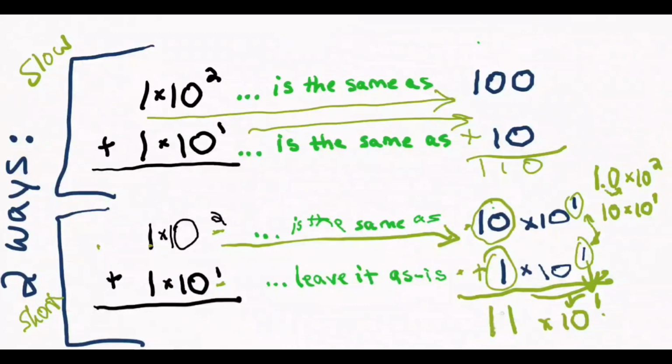So you have 11 times 10 to the 1. And if you want to convert that back into regular scientific notation, we have 11 times 10 to the 1. You can move the decimal spot over. So now that is 1.1 times 10 to the 2. Same thing.